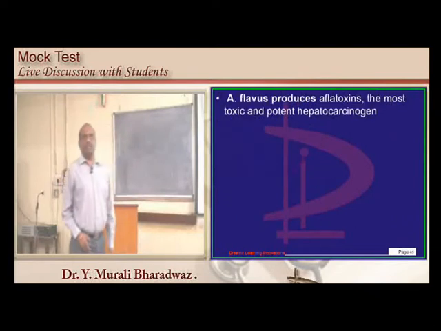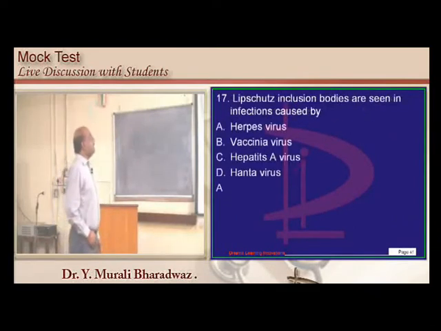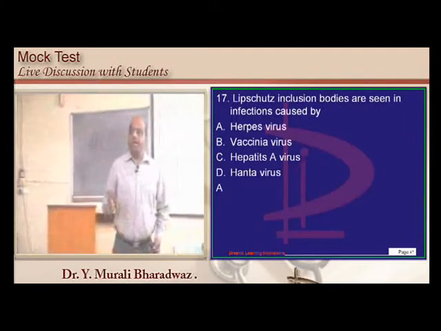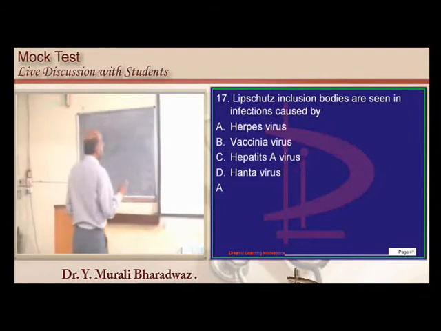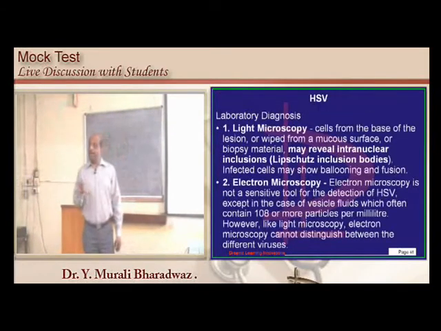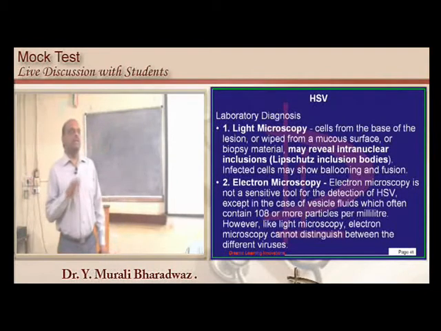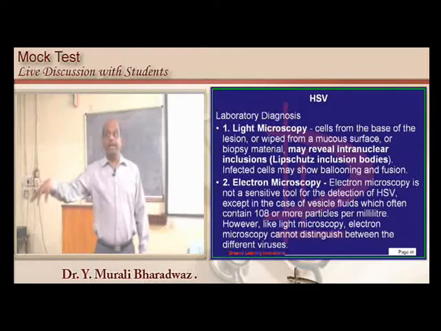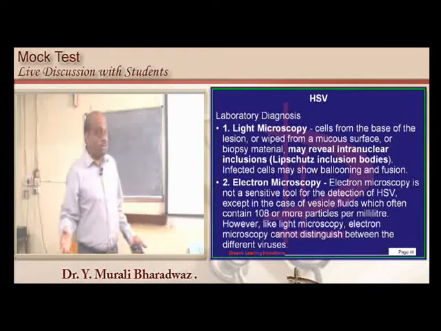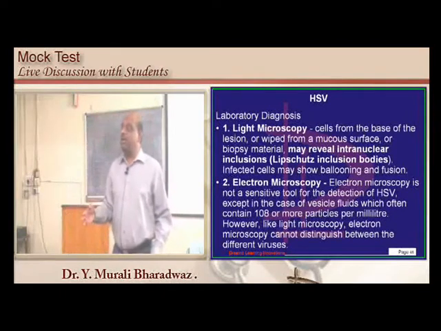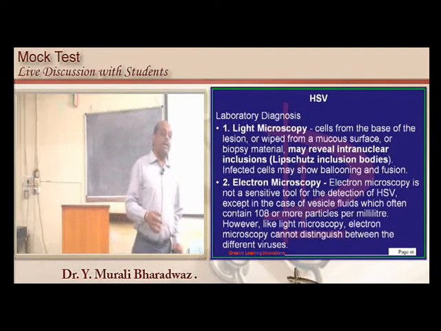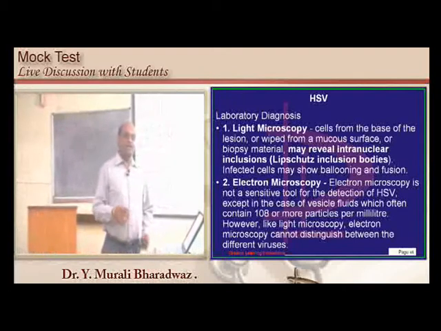It's a hepatocarcinogen. What are Lipschutz inclusion bodies? They are typically seen in the case of herpes infection. They are intranuclear inclusions. This is one important area examiners like to punch on our face: what are intracytoplasmic, what are intranuclear among the various viral inclusions. There is one more dirty part of the last part of microbiology, which are Cowdry type A, type B. So you have to read.